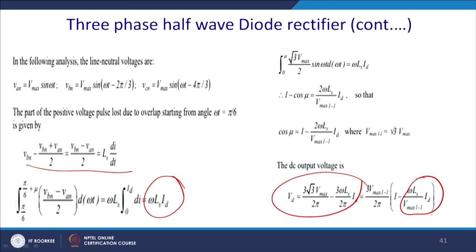So, this is for the 3-phase half wave diode bridge rectifier, and we can extend the effect of the source inductance to the other circuits, and we shall continue our discussions in our next class.